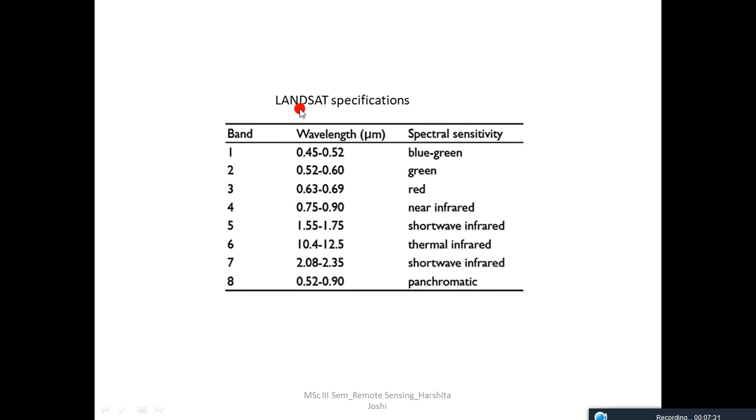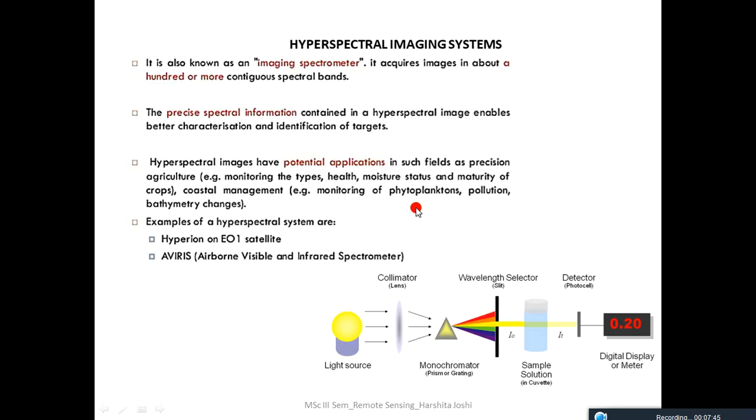If we see the specifications of Landsat, the blue-green ranges from 0.45 to 0.52. Likewise for panchromatic, short-wave infrared, near-infrared, red, etc.